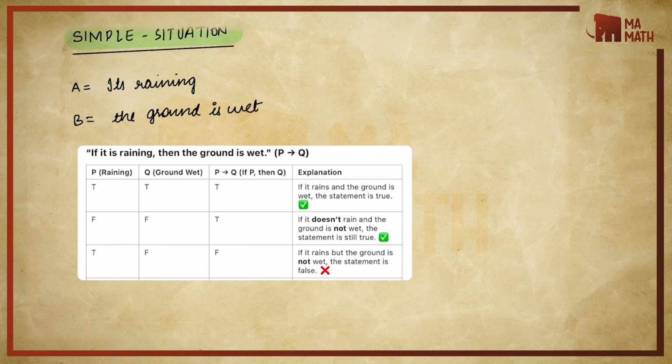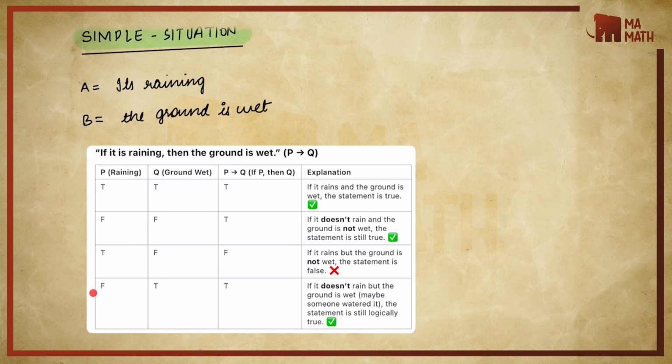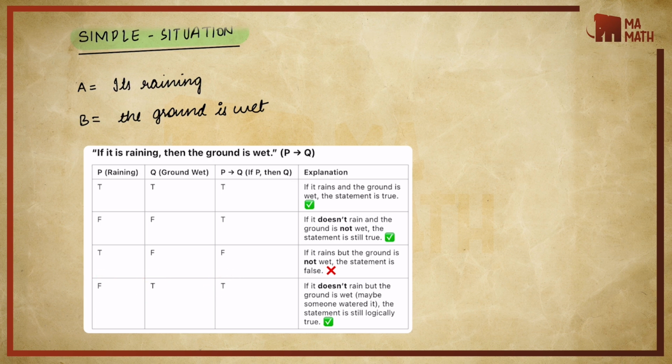Now let's talk about the last scenario, which is a little tricky. Many people get confused here. So let's understand this. If it is not raining, that is the false statement, because raining is true. So if it is not raining, then the ground is wet. This is also true, because the ground could be wet by some other means. Somebody is watering the ground, or there was a flood, or some kind of water leakage, whatever, right? So even if our assumption is false, if the conclusion is true, then our if-then statement is true. Okay, so this is the simple scenario.